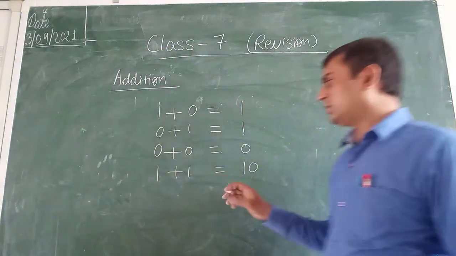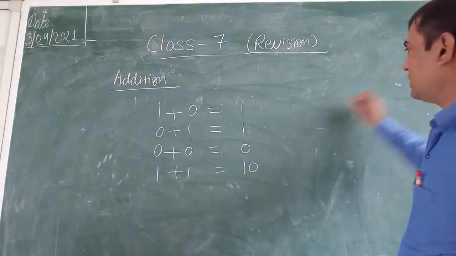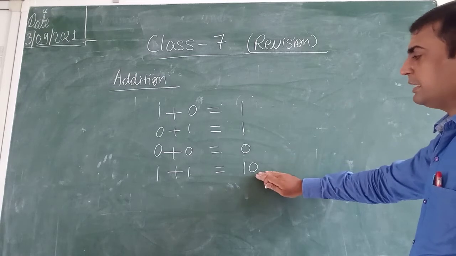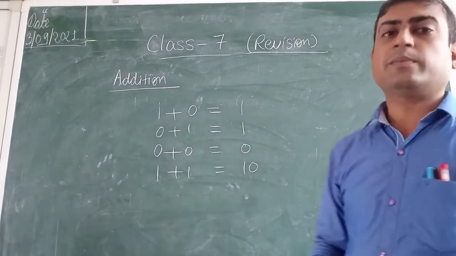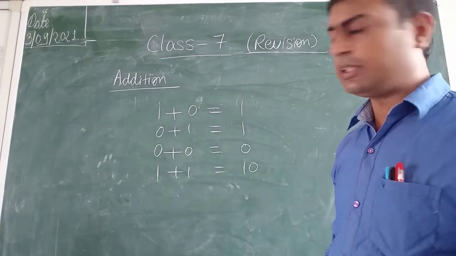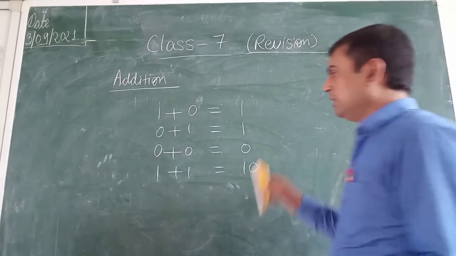Why 1 plus 1 equal to 10? 1 plus 1 equal to 2, and 2 is represented in this 1 0 binary form. So this is not ten, this is 2 in binary number system.